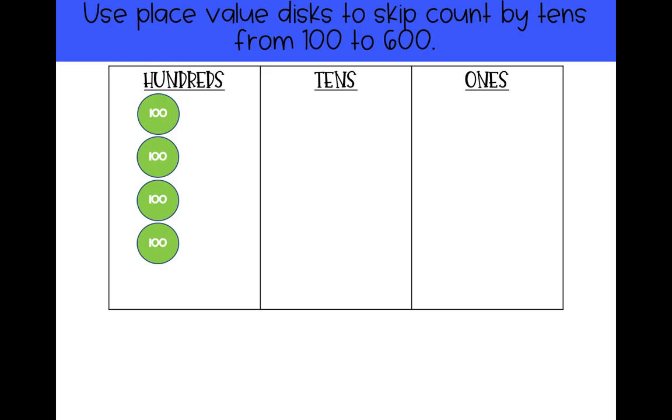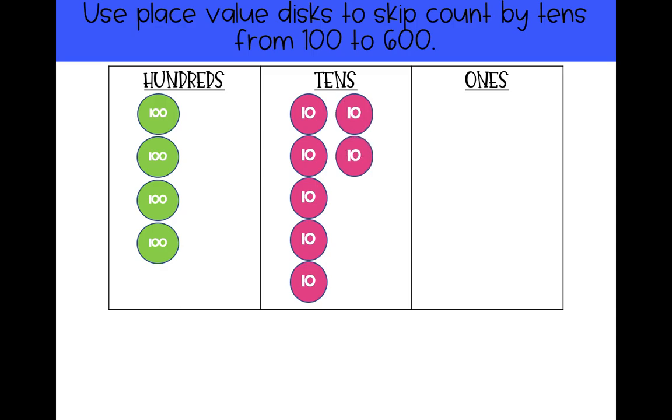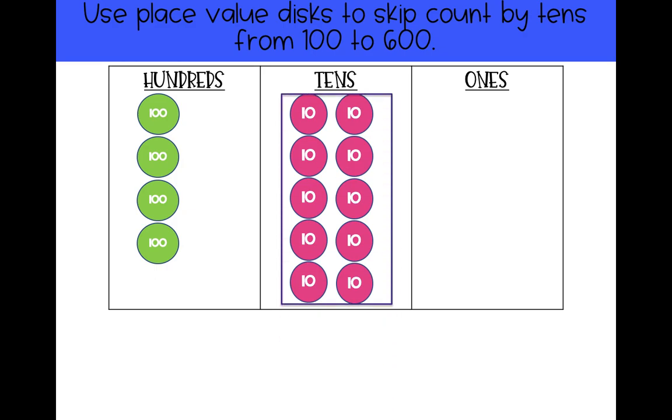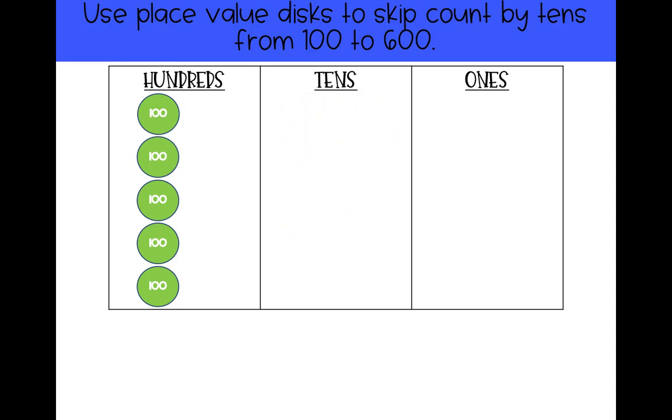We're now at 400. Let's skip count by tens. 410, 420, 430, 440, 450, 460, 470, 480, 490, 500. How many tens do we have? We have 10 tens, which we know is equal to 100. Let's exchange those tens for 100. We're now at 500. We are almost there.